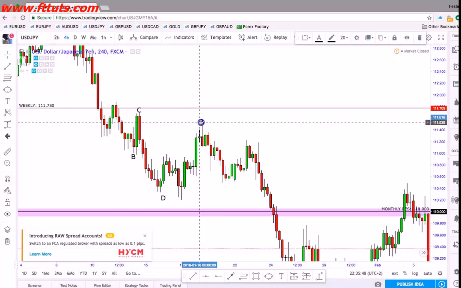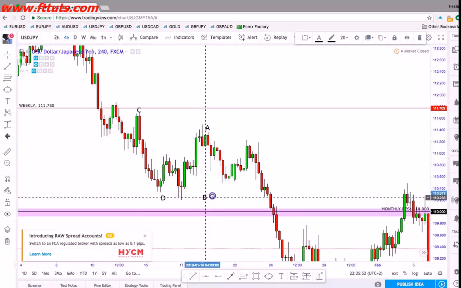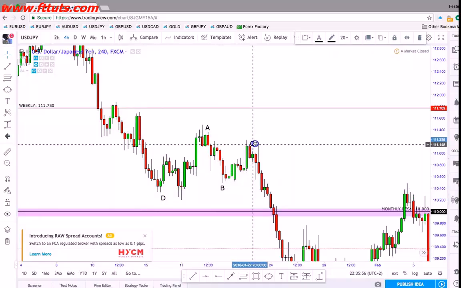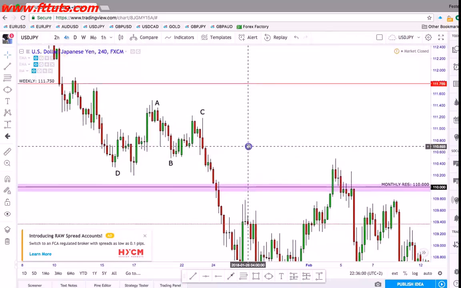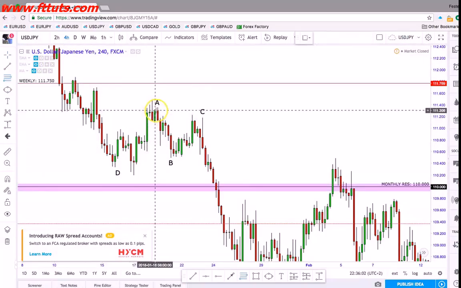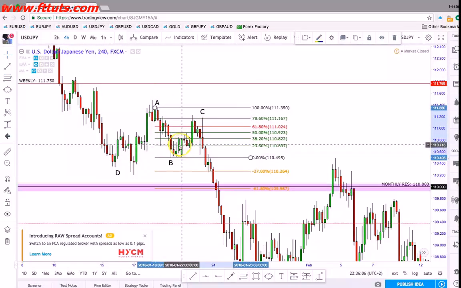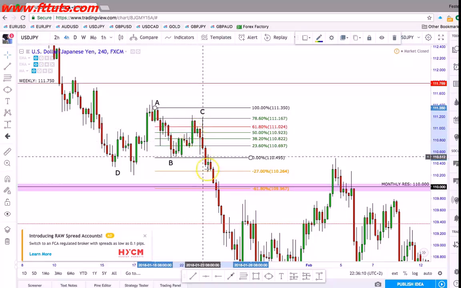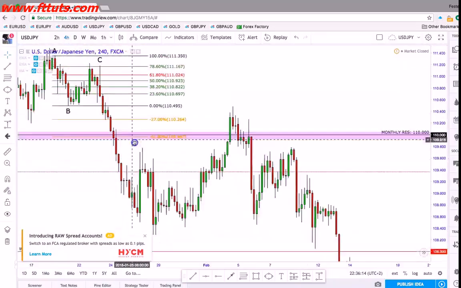So A to B to C. Let's see how this one played out. So now we take it from the top of this candle, place it at the bottom, bearish candle. We then had a 78.6 rejection, and I mean targets were totally smashed here, totally.